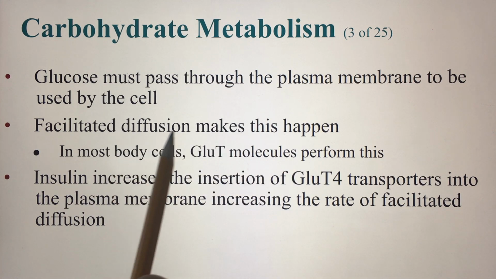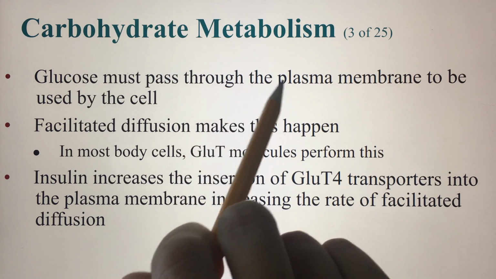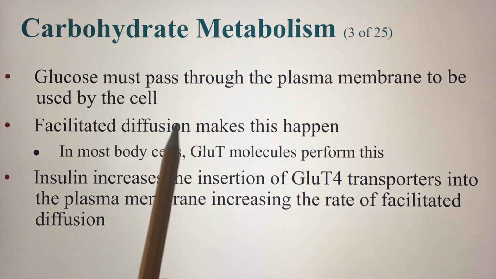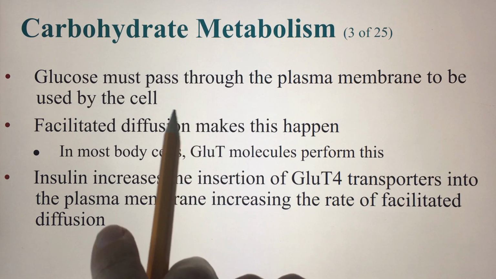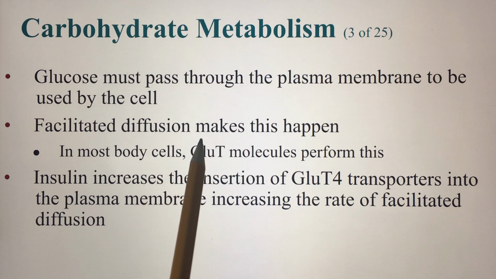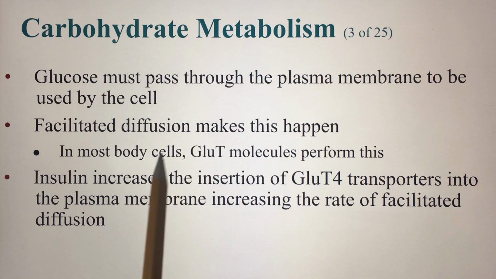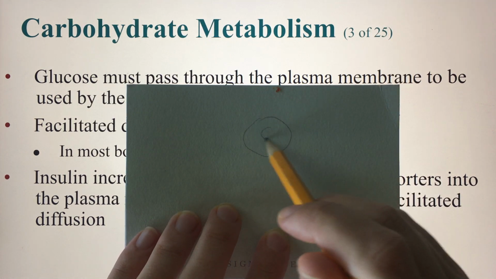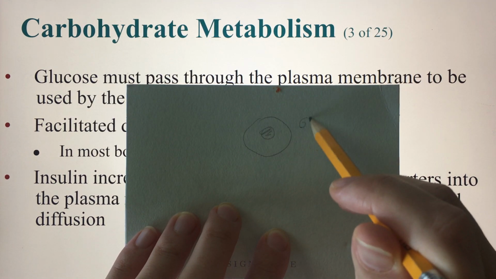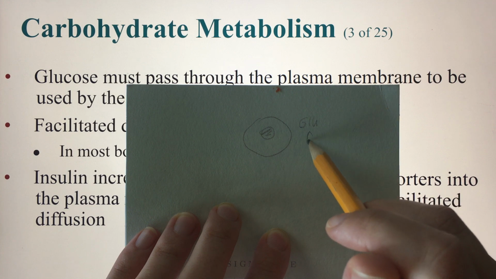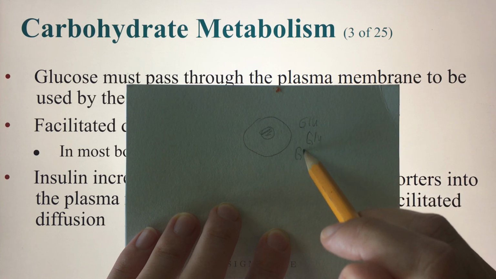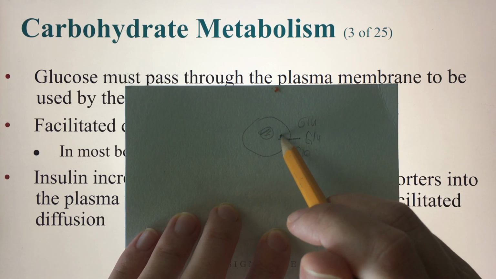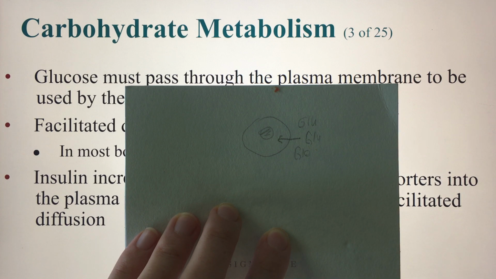That means diffusion, remember what diffusion is. Diffusion is movement of a molecule from its high concentration to its low concentration on its own, and that happens with glucose. So if there is a cell, and there is glucose outside of the cell, there's more glucose outside of the cell because we just ate. That glucose will naturally want to move into the cell by diffusion.